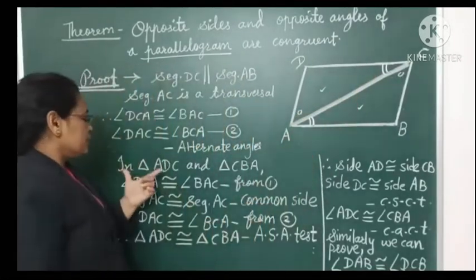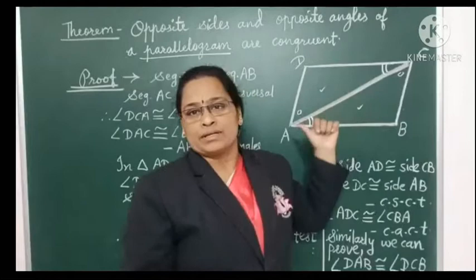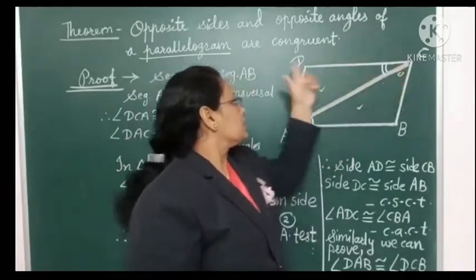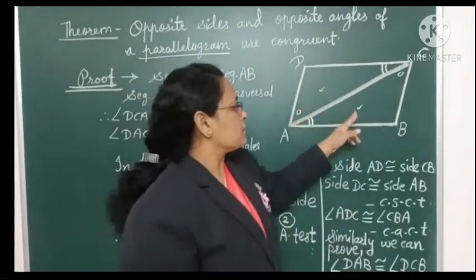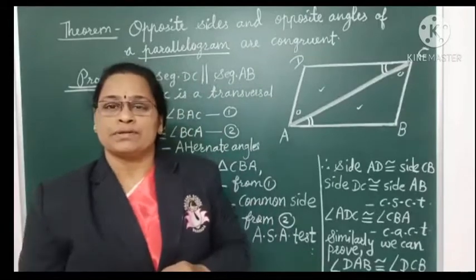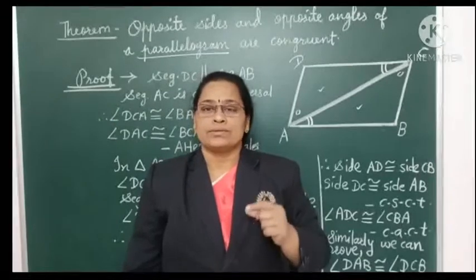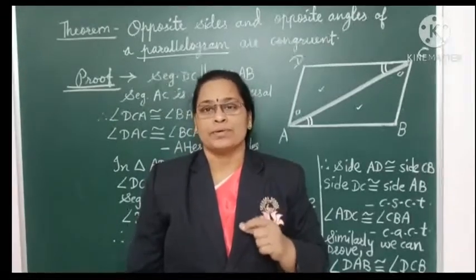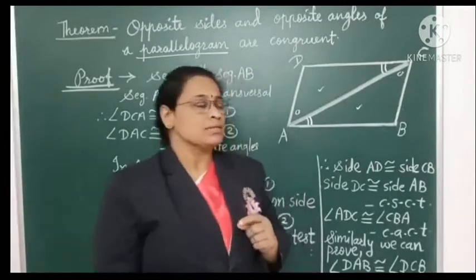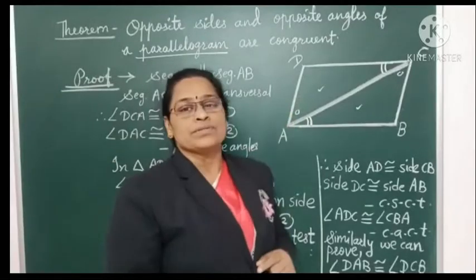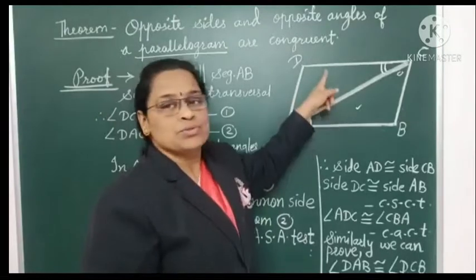Now here, in both the triangles, triangle ADC and triangle CBA, you can write any name of the triangle. Here ADC or CDA, if you want to write DAC, that also you can write. In both the triangles we have to prove that they are congruent to each other, because we have to prove here that opposite sides are congruent and opposite angles are congruent. So if we want to show some sides are congruent or angles are congruent, we have to use the test of congruency of triangles. So we'll use a similar test of congruency of triangles here. That is the reason we have done the construction, so that we get two triangles here.